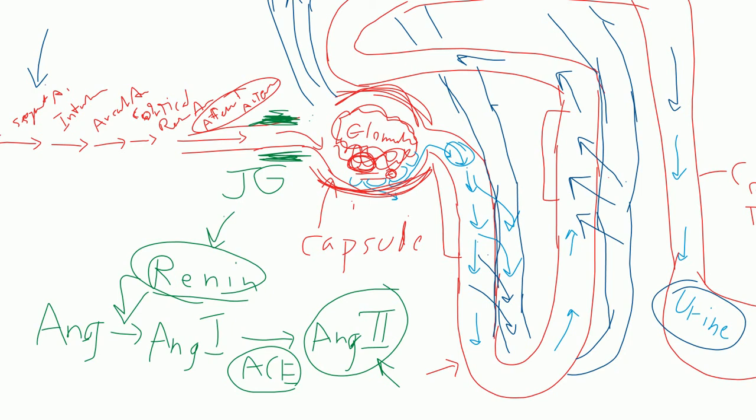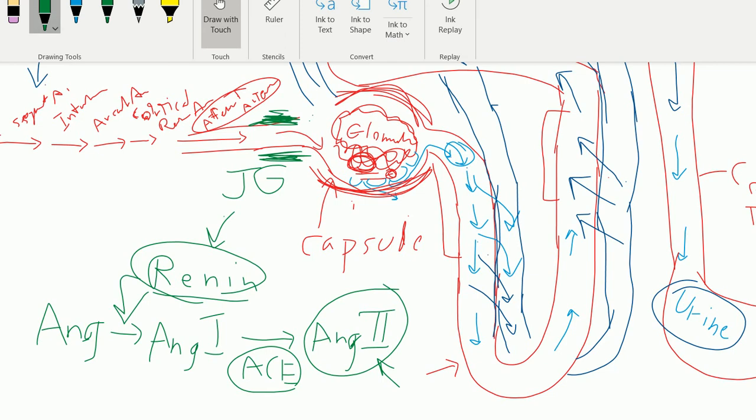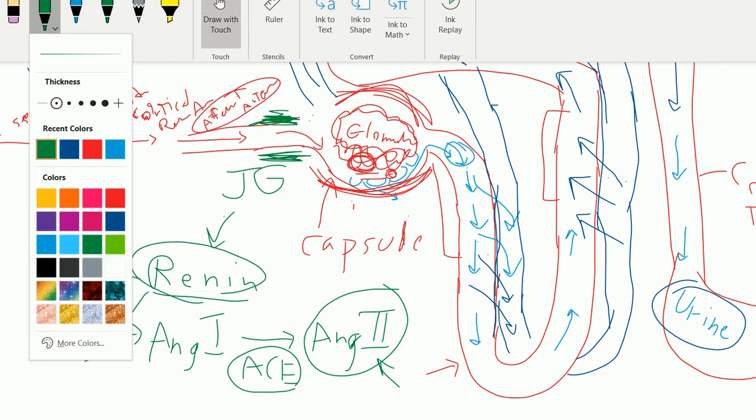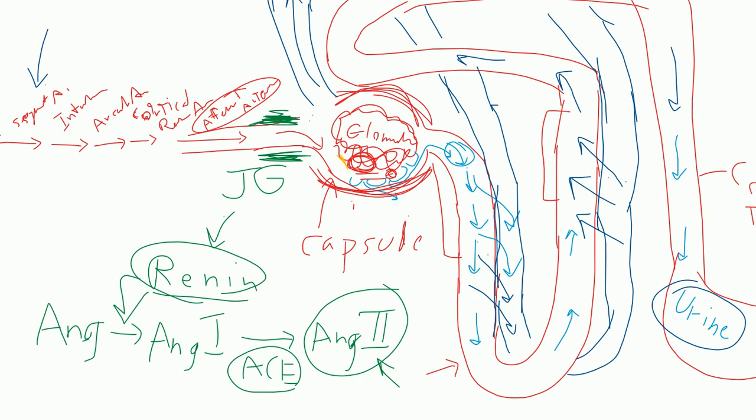So you have your other cell. Let's use a different color. I'm going to use yellow right here. The yellow color represents the mesangial cell. The mesangial cell comes in two different types.